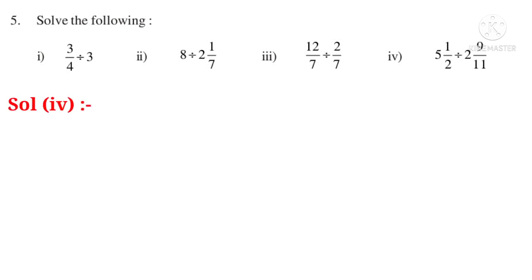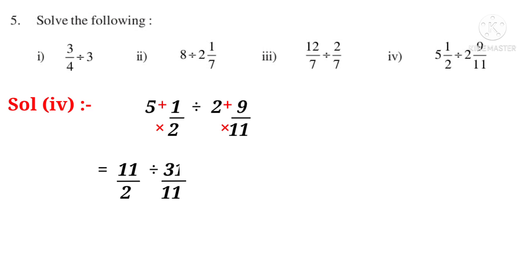Solution 4: 5 1 by 2 divided by 2 9 by 11. Both are mixed fractions. Let us convert them into improper fractions. 5 into 2 is 10, 10 plus 1 is 11 by 2, divided by 11 into 2 is 22, 22 plus 9 is 31 by 11.